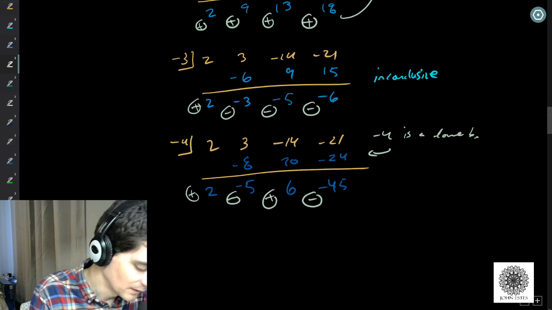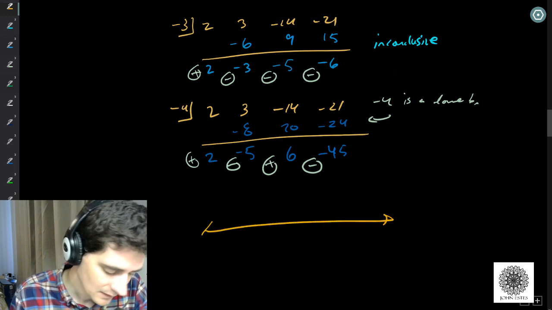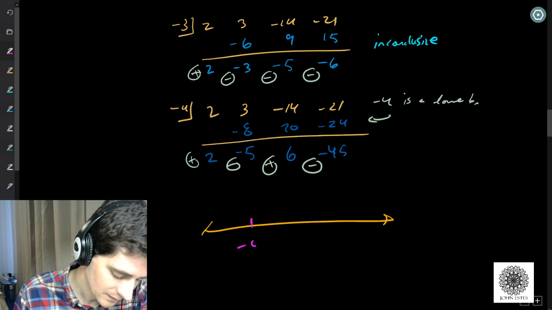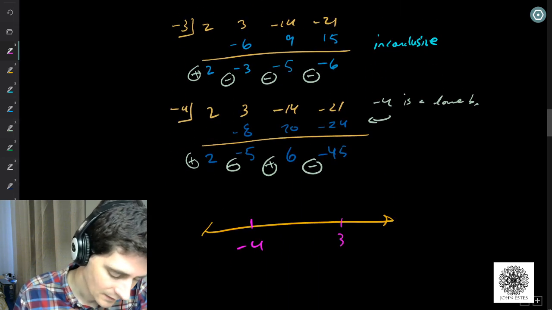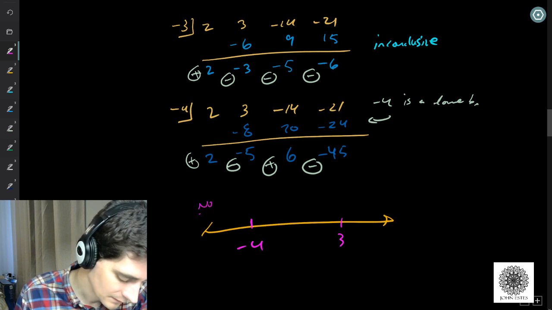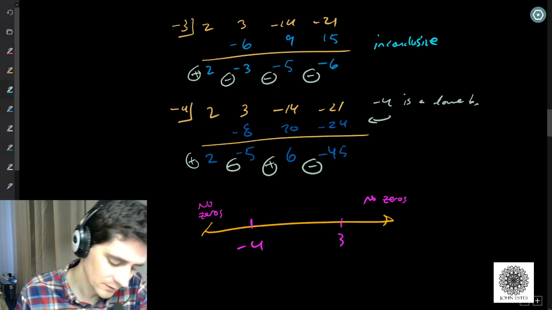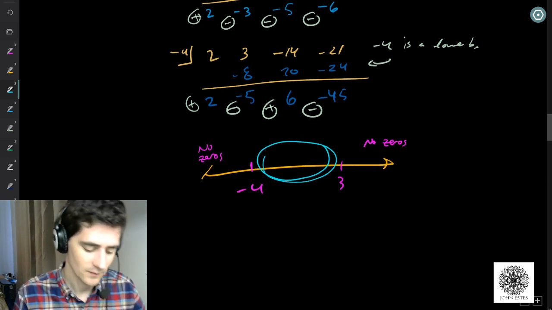So what this tells me, now that we figured this out, is here's negative 4. Here is, what was the other one? Positive 3. There are no zeros out here. All the real zeros are somewhere between negative 4 and 3. This is what we know.